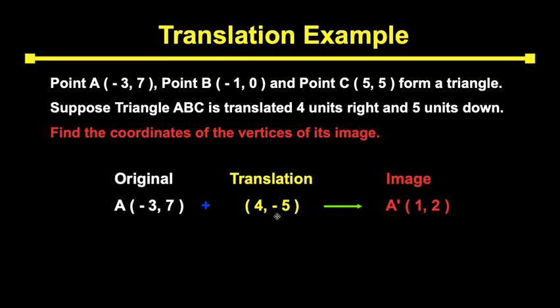So in order to get the ordered pair of the image A prime, you simply add the x coordinates together and the y coordinates together. So negative 3 plus 4 gets you 1. 7 plus negative 5 gets you 2. So let's look at the ordered pairs for B prime. Hope that makes sense. And let's look at the ordered pair for C prime.